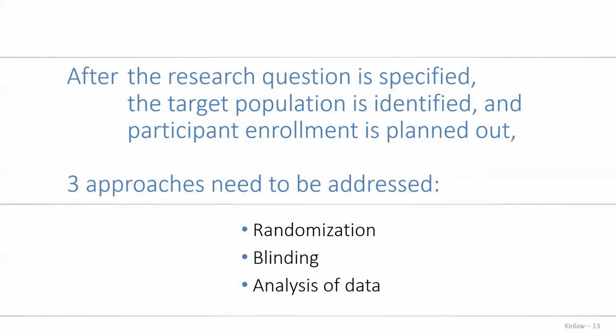So now that we've talked about some of the strategies that underpin the question that people are asking when they conduct a randomized trial, we'll get into 3 of the big strategies that need to be clarified and implemented for carrying out a successful randomized trial. These are randomization, blinding, and analysis of data.